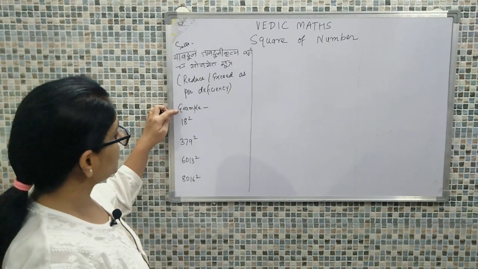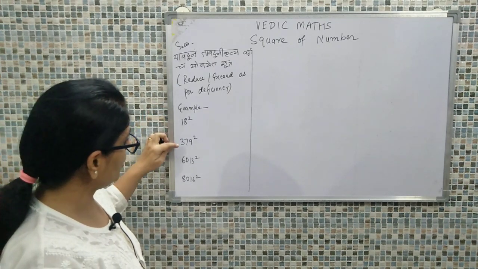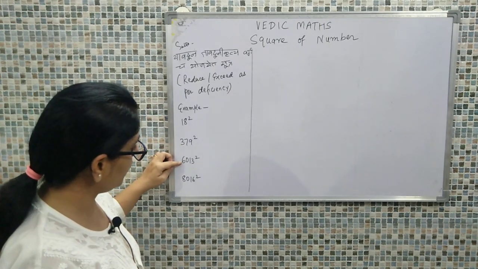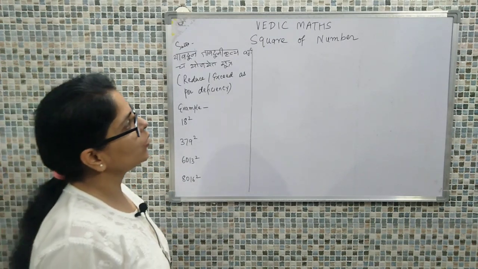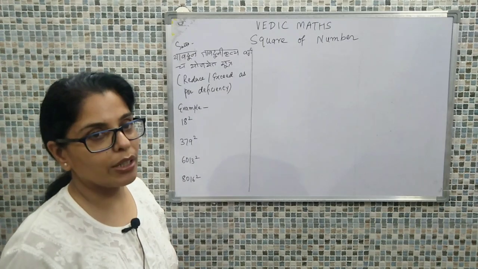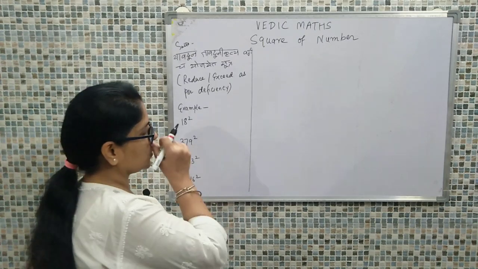Okay, the examples we have taken are 18 square, 379 square, 6013 square and 8016 square. Now let's understand what the examples are and how we can calculate the square under this particular sutra.